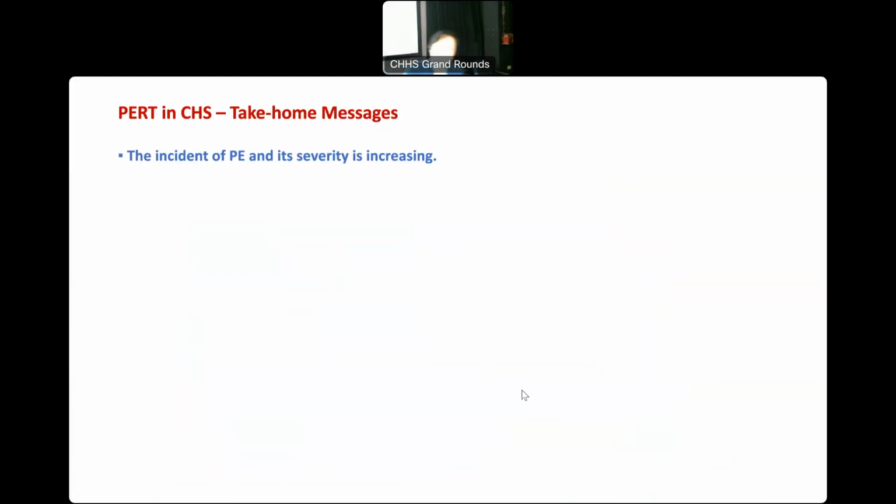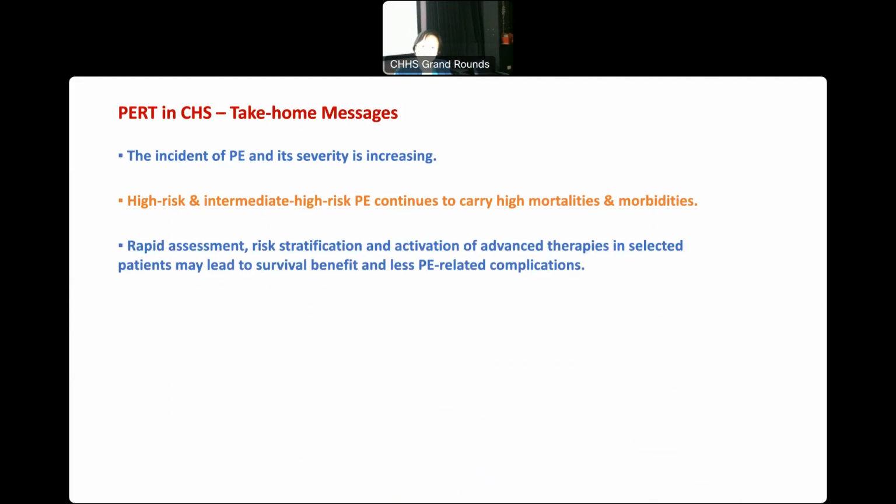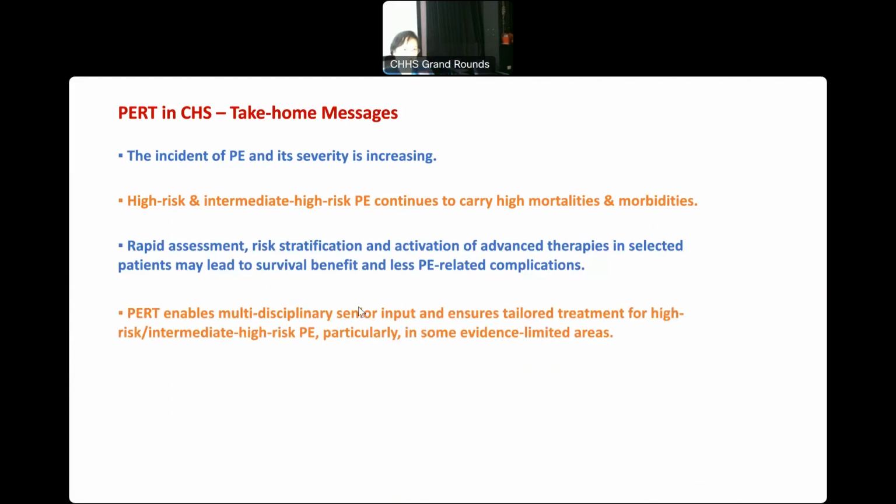Take-home messages. PE and its severity are increasing. High-risk and intermediate-high-risk PE continue to carry very high mortality and morbidity. Rapid assessment, risk stratification, and activation of advanced therapies in selected patients are mainly for survival benefit and fewer PE-related complications.